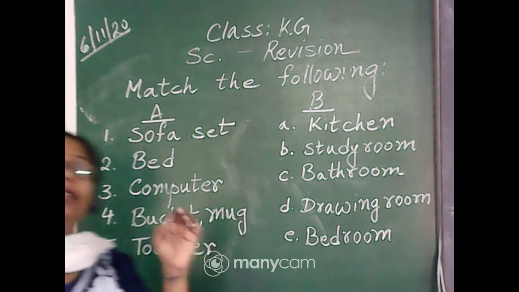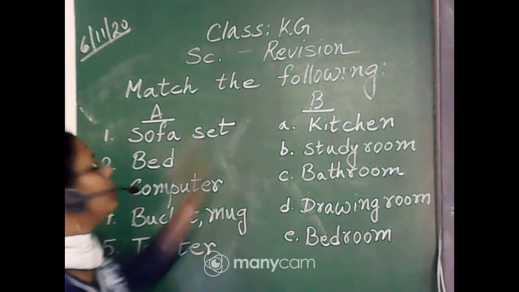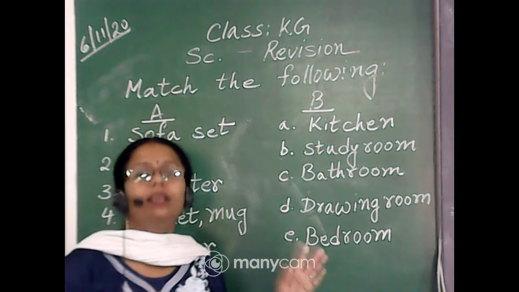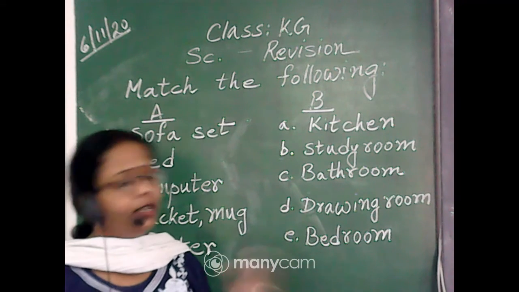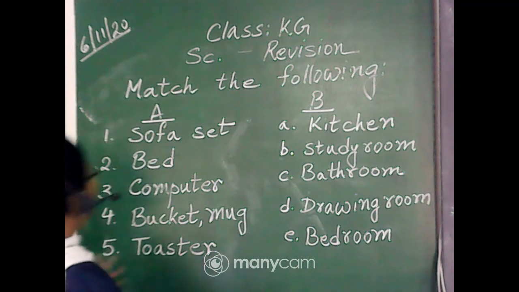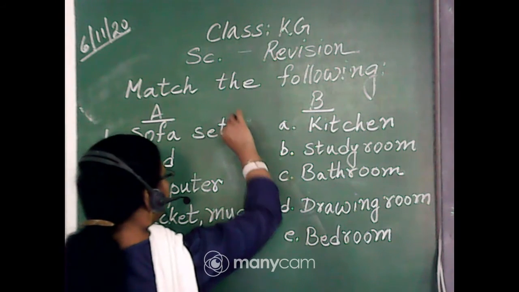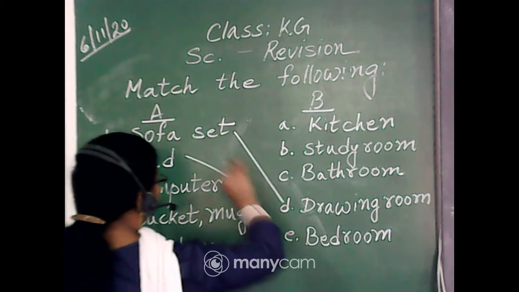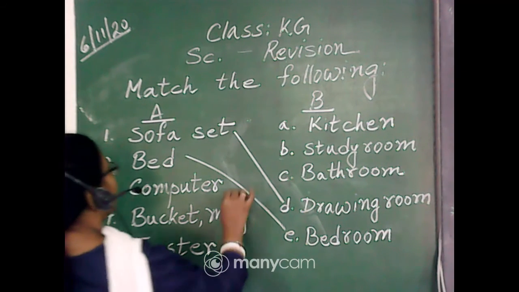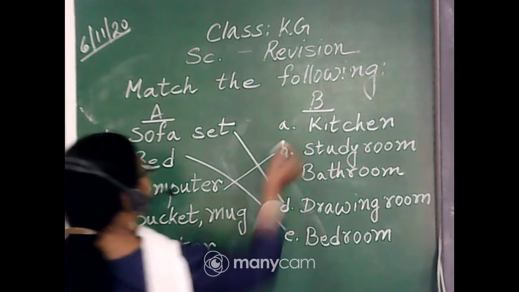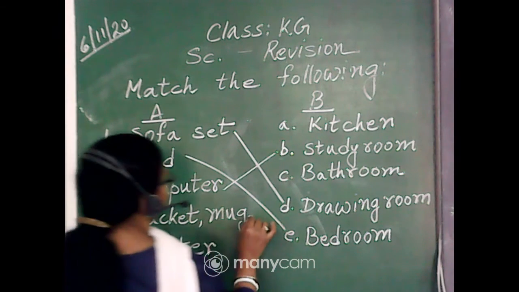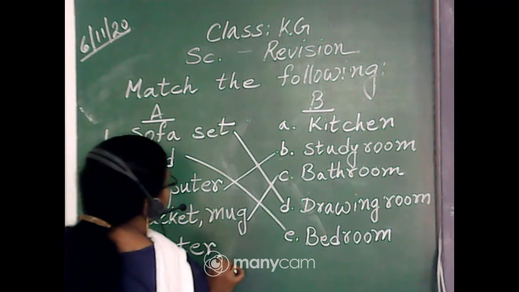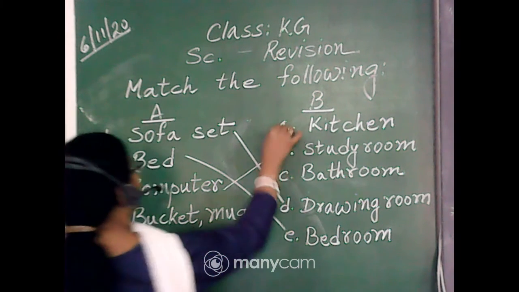This was number matching. How to do number matching when on both the sides we have been given numbers. Now line matching, very simple. We all know it. So sofa set will be matched with drawing room, bed will be matched with bedroom, computer will be matched with study room, bucket and mug matched with bathroom, and toaster matched with kitchen.